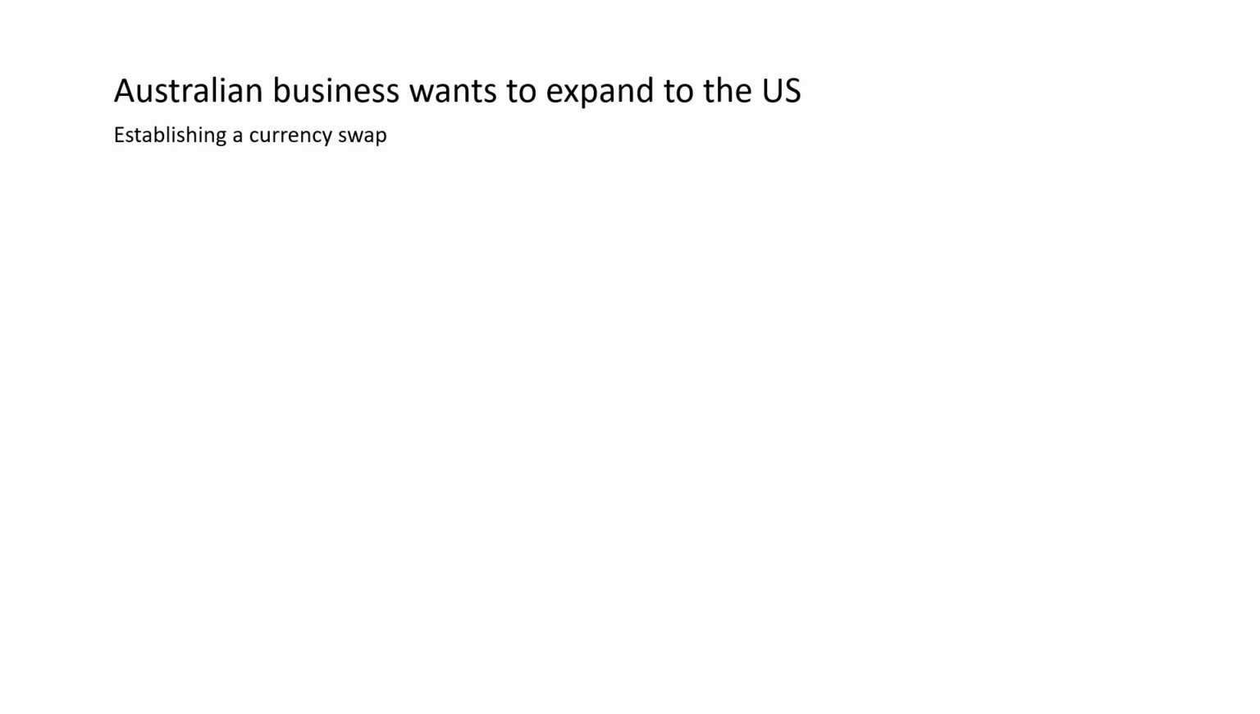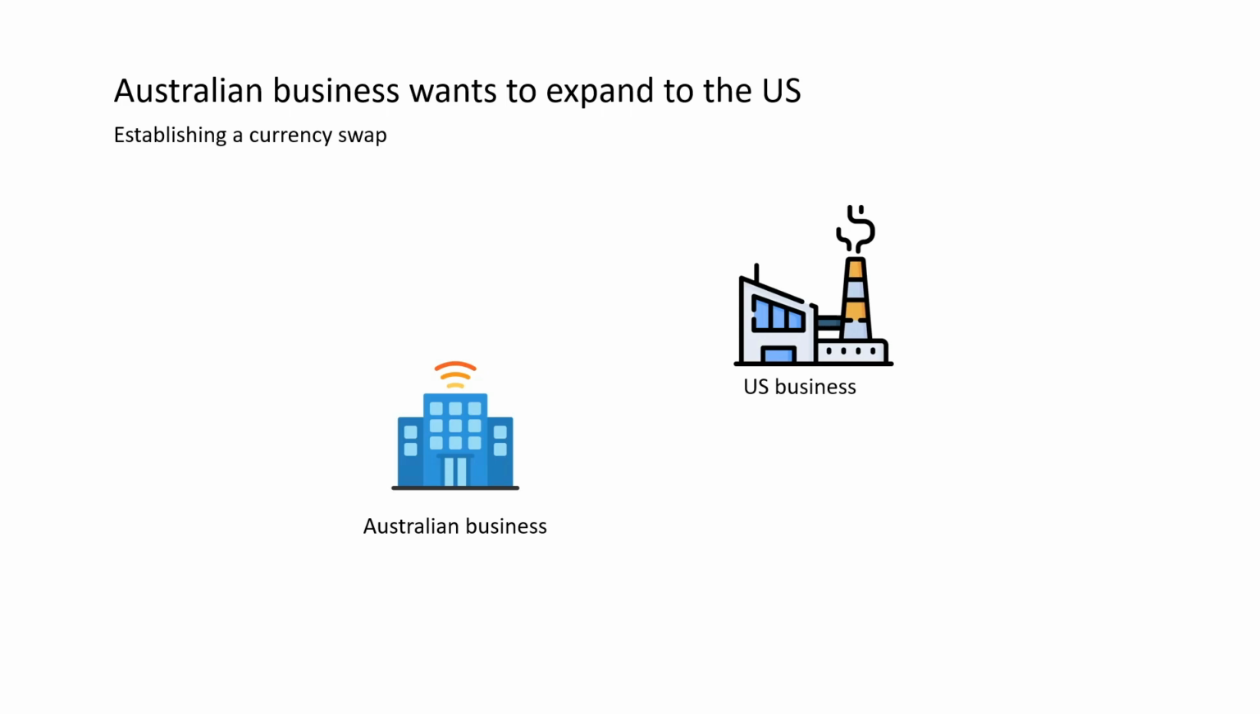Okay, so we have the Australian business here, and then we also have, let's say, another United States business. Let's say this US business also wants to expand into Australia. So basically, you as the Australian business want to expand into the United States, and so does the United States business want to expand into Australia. As an Australian business, if you want to do business in the US, you need to have United States dollars. Okay, so if you want to establish a business in the United States, you've got to have United States dollars.